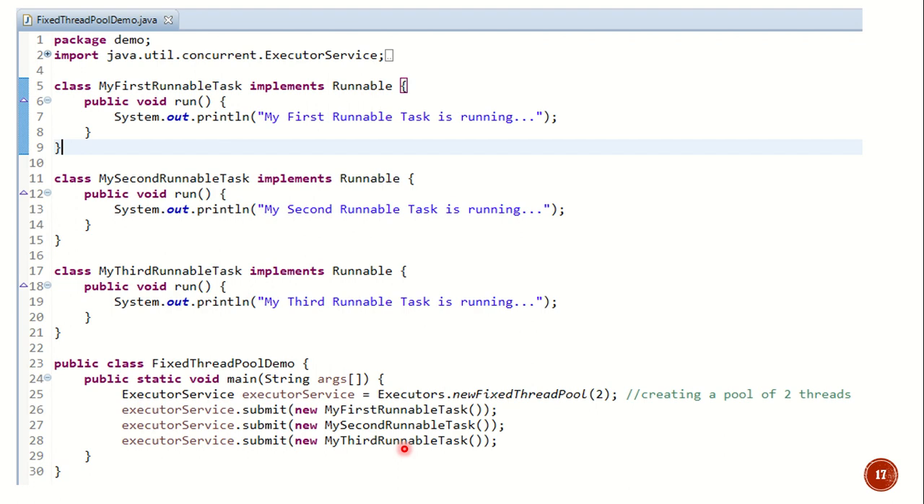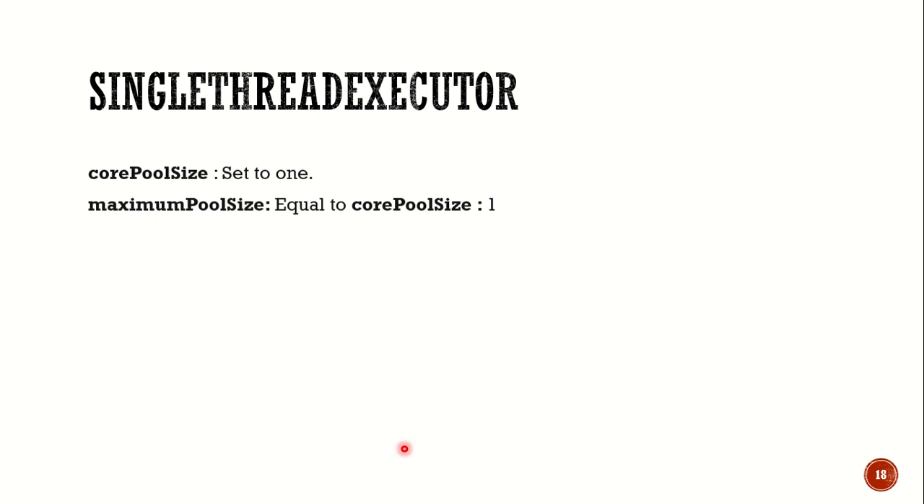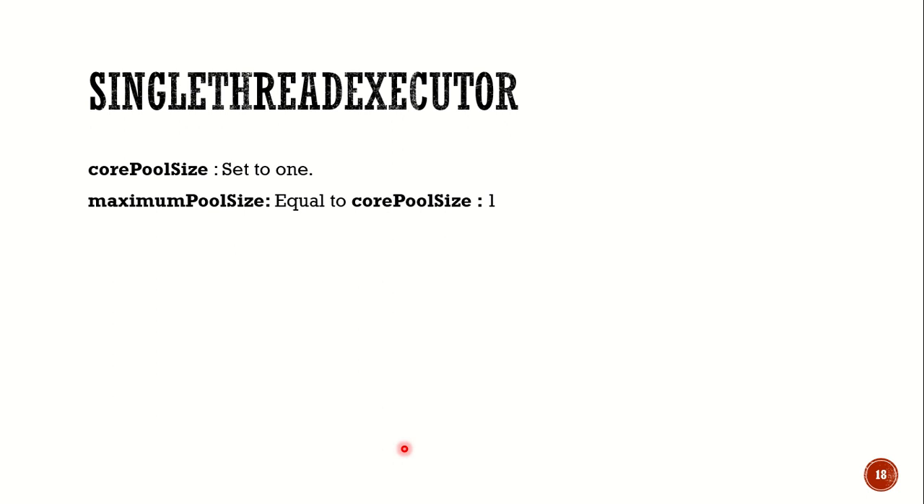Simple. Let's try to understand single thread executor. Its core pool size is set to 1, and interestingly, its maximum pool size is also set to 1. So we are talking about a thread pool with just a single thread. And the number of threads is fixed, that is, interestingly just 1.